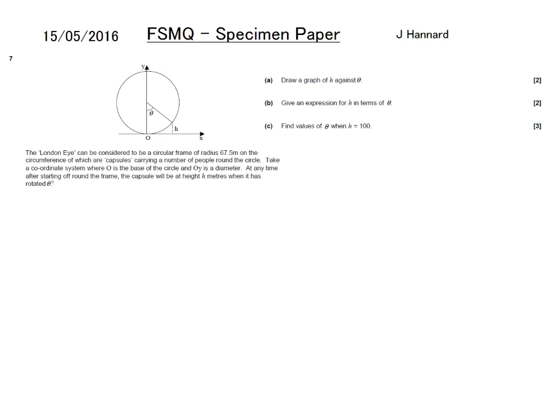Question 7 then. Rattling through this paper. The London Eye can be considered to be a circular frame of radius 67.5 on the circumference of which are capsules, carrying a number of people around in a circle. Take a coordinate system where O is the base of the circle and OY is the diameter. At any time after starting off around the frame, the capsule will be at a height h meters when it has rotated theta degrees. So draw a graph of h against theta.